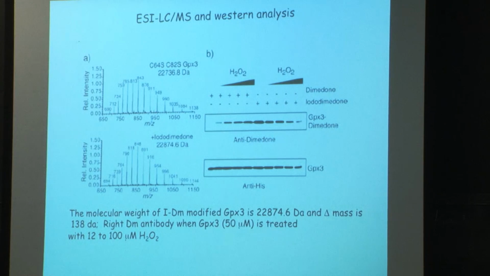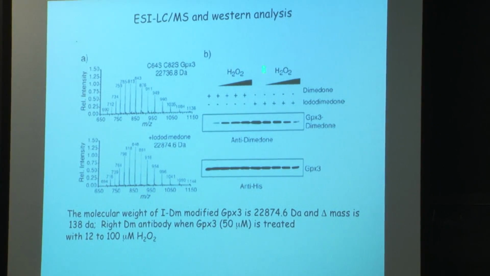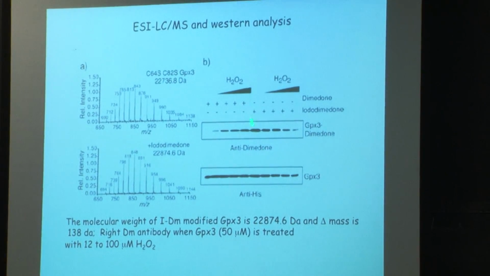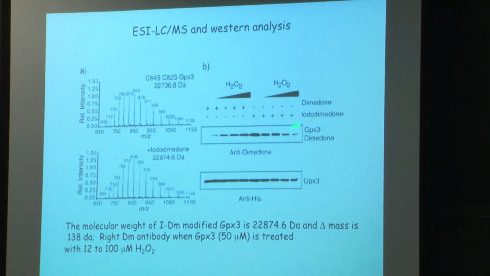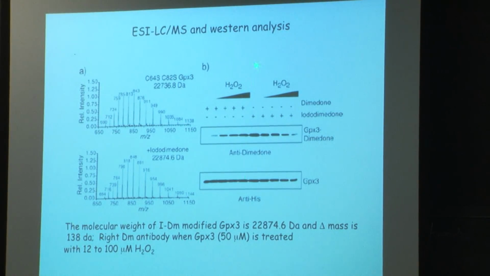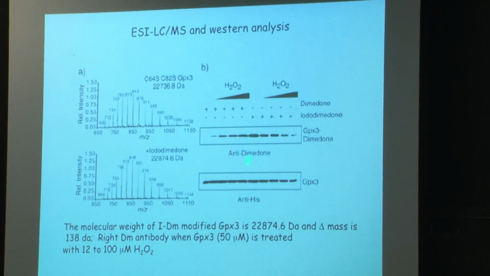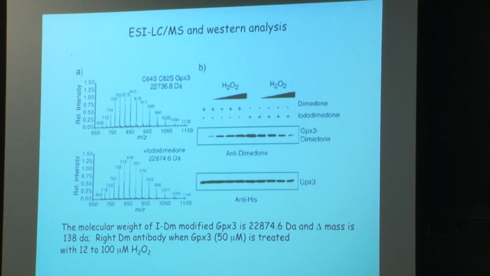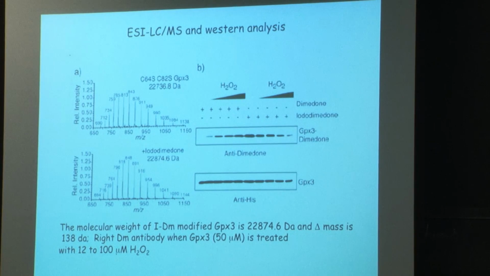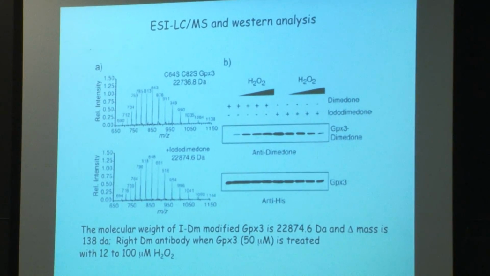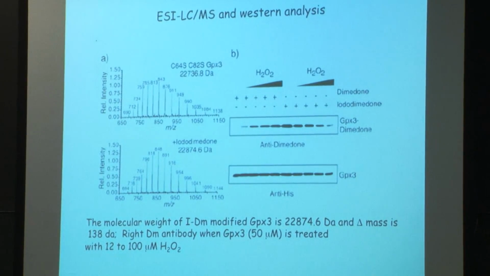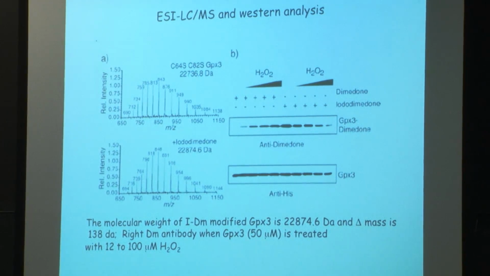And then you can say one more thing. In this lane, where they're looking at the iododimidone, there's no hydrogen peroxide. What does that tell you? So that's an extra piece of information that was more subtle out of this. So if you look at this, you could think about it.